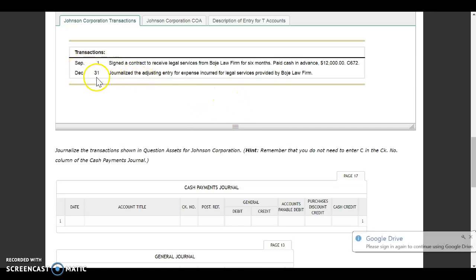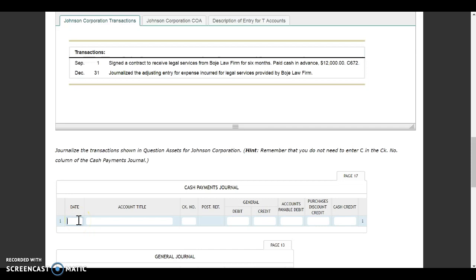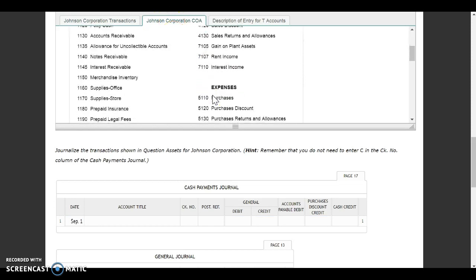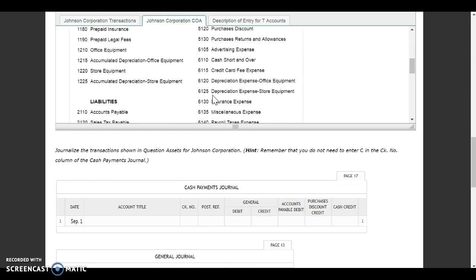Okay? So September 1st, it says that we signed a contract to receive legal services from Bourget Law Firm for 6 months. We paid cash in advance, $12,000, C672. So I'm going to put in my date. Now, in this case, when I look at my chart of accounts, I'm paying it in advance for those legal fees. So therefore, those are going to be my prepaid legal fees.